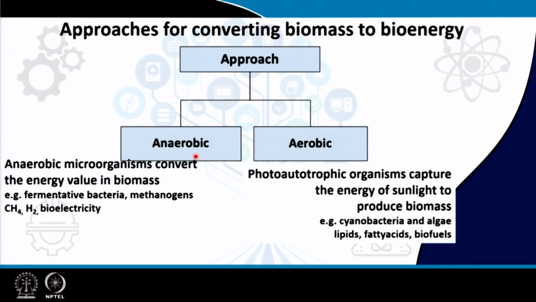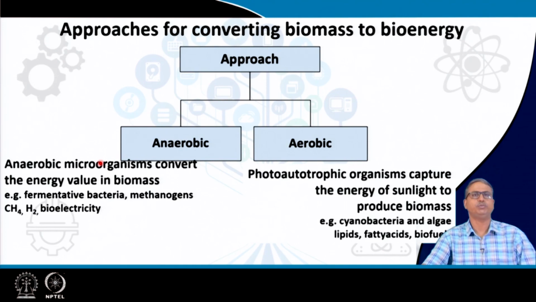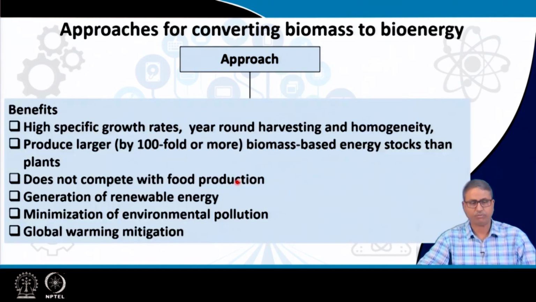As you can see, we can have anaerobic or aerobic approaches. Within the anaerobic approaches, anaerobic microorganisms in complex communities convert the energy value of the biomass through fermentative reactions and methanogenic reactions, enabling the production of methane, hydrogen, bioelectricity, etc. On the other hand, in the aerobic approaches, photoautotrophic organisms, for example cyanobacteria and algae, capture the energy of sunlight into biomass, and that biomass bound energy can then be converted into usable forms like lipids, fatty acids and other biofuel molecules.